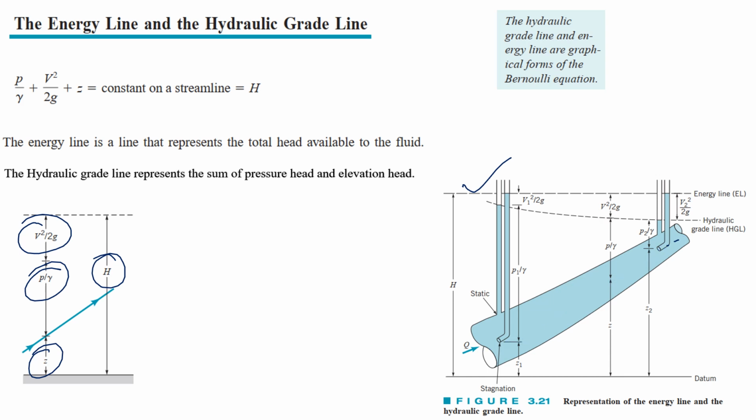This is the point from which we measure the pressure head up to this point, the length of the fluid in the piezometer tube, from the center of the pipe up to the height of the piezometer tube. So this will give us our pressure head. Below this, up to our datum, will be our elevation head, just like shown here.